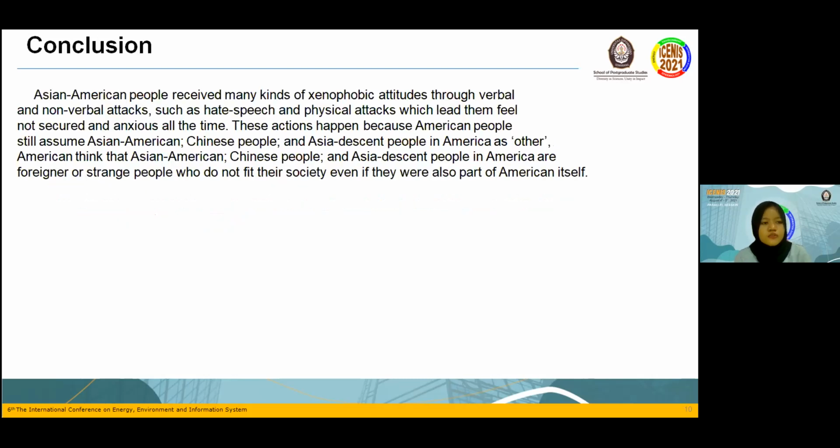And then the conclusion: Asian American people received many kinds of xenophobic attitudes through verbal and non-verbal attacks, such as hate speech and physical attacks, which make them feel not secure and anxious all the time. These actions happen because Americans themselves still assume Asian American, Chinese, and Asian descent people in America as other. Americans think that Asian American, Chinese, and Asian descent people in America are foreigners or strange people who do not fit their society, even if they are also part of America itself.